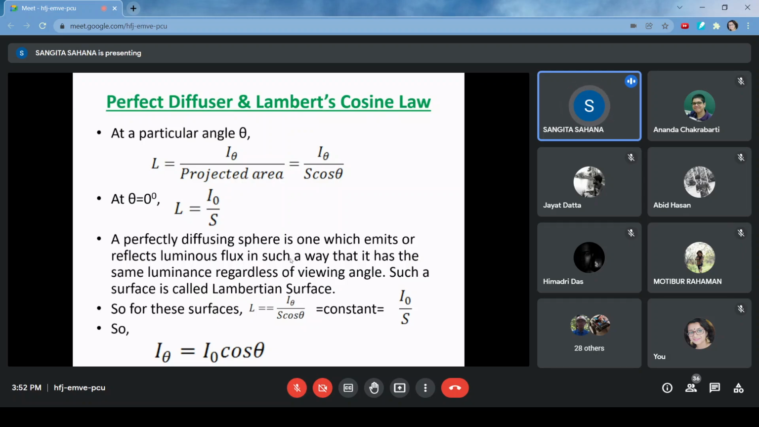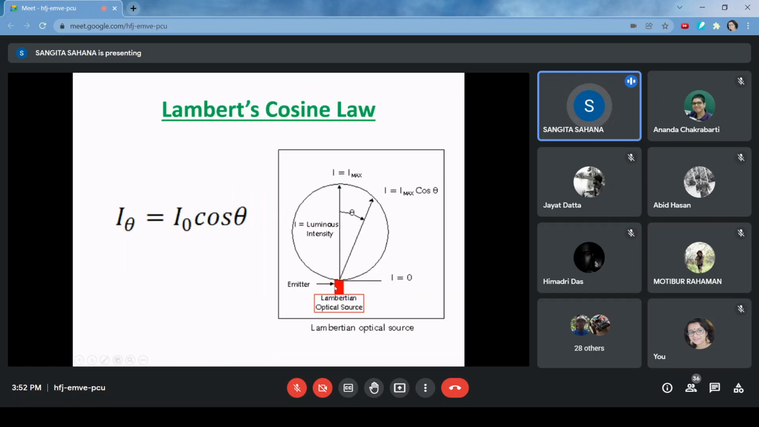So the light is distributed in such a way that it looks equally bright to the eye of the observer. That means the luminance will be the same. The parameter is luminance, so regardless of viewing angle, it will be the same. If this is my Lambertian surface, around this sphere the luminance is the same everywhere. At this point the intensity is maximum, I max. At any other point it will be I max cos theta. So intensity will be different at different points, but luminance will be the same.